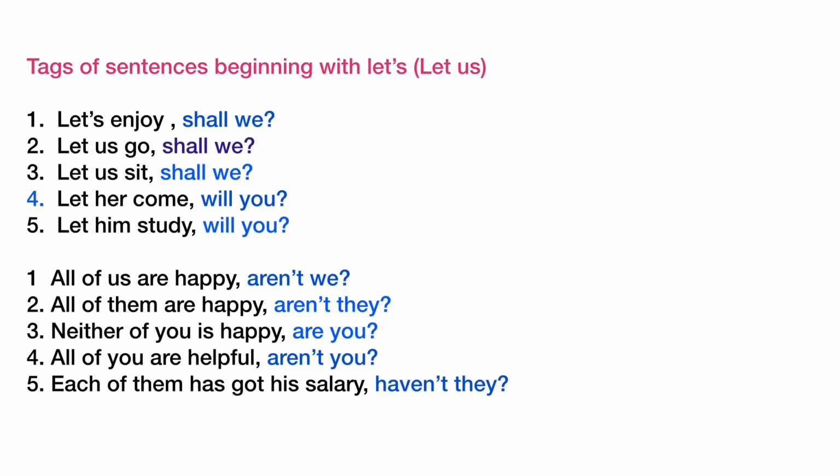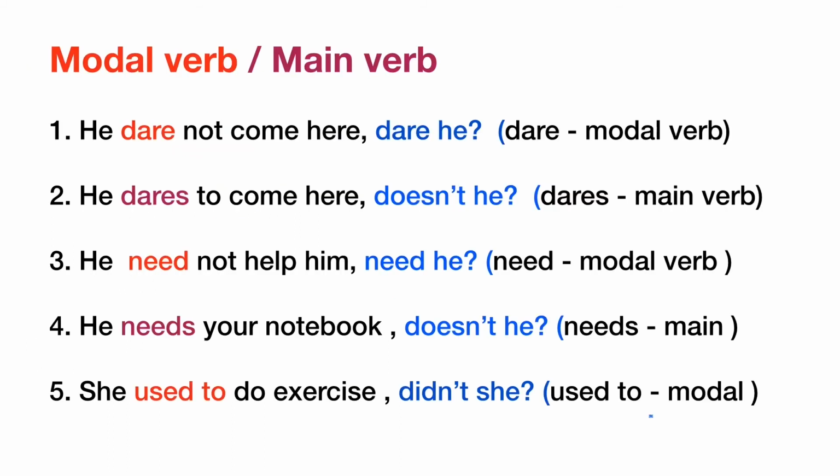All of you means you. All of you are helpful. Question tag, aren't you? Each of them has got his salary. Question tag, haven't they? Now formation of question tag using modal verbs or main verbs.